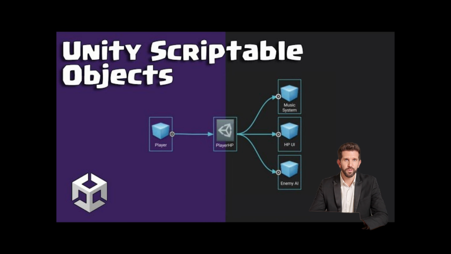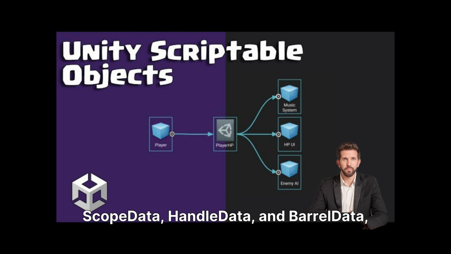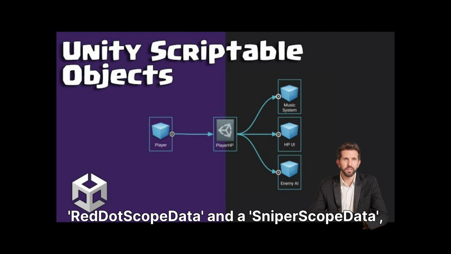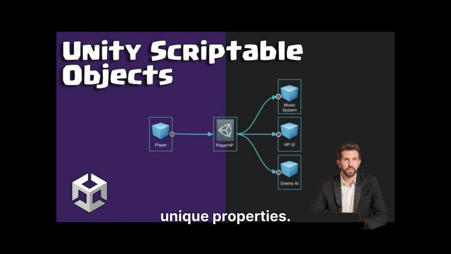Repeat this process for scope data, handle data, and barrel data, creating instances for each module type. You'll want to create several variations of each module, for example, a red dot scope data and a sniper scope data, each with its own unique properties. This step populates our project with the building blocks for our modular items.